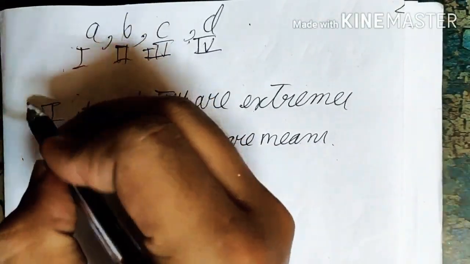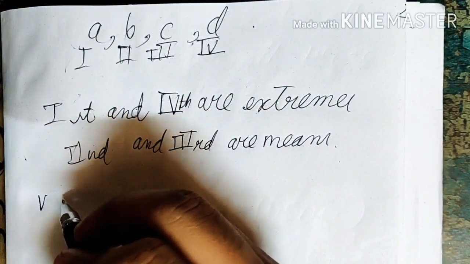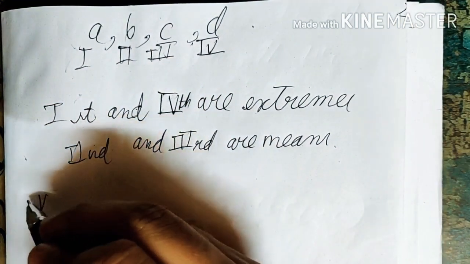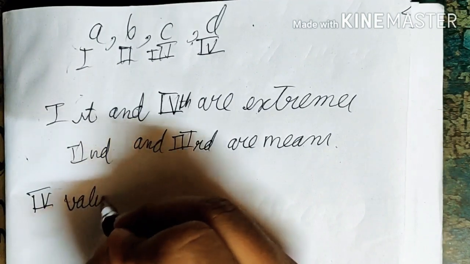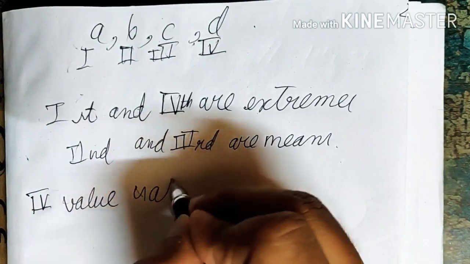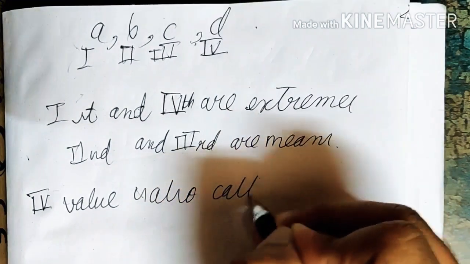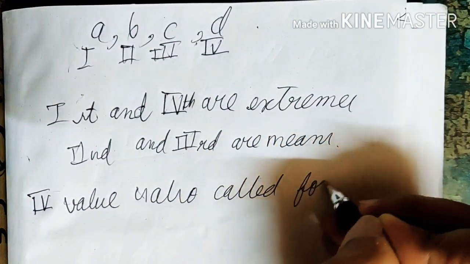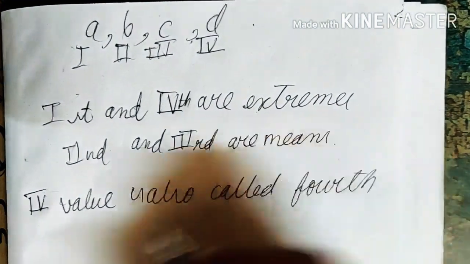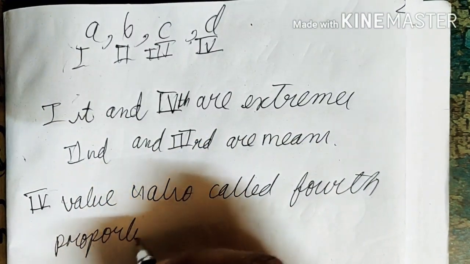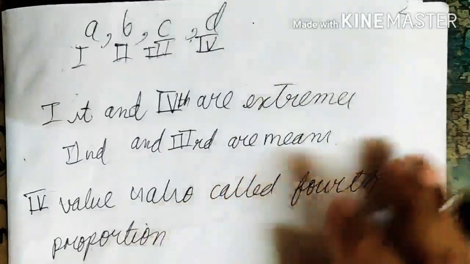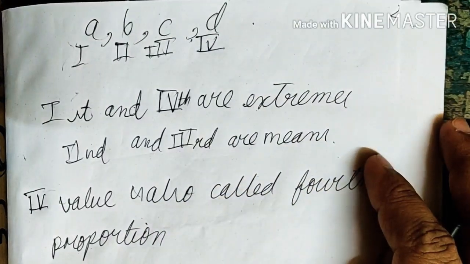One more point, this was the first point. Second point here is that the fourth value is also called the fourth proportion. Okay, fourth value is also called fourth proportion.